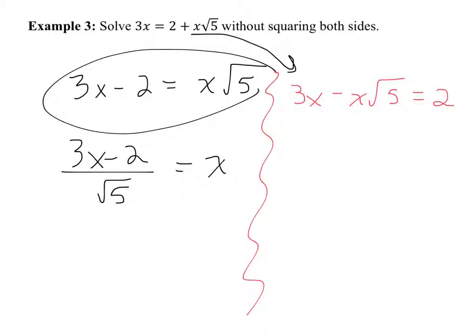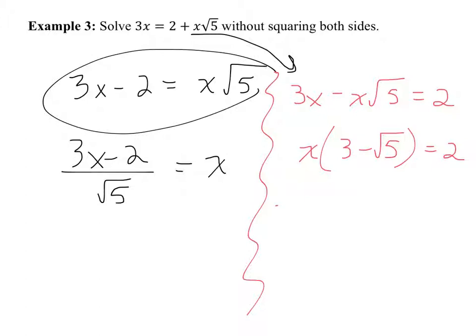Take out the x. You just remove out the x, leaving behind 3 minus radical 5. Do you see how that works now? So if x occurs in two places and you can't necessarily solve for it, get it on the same side and then factor it out as a GCF.